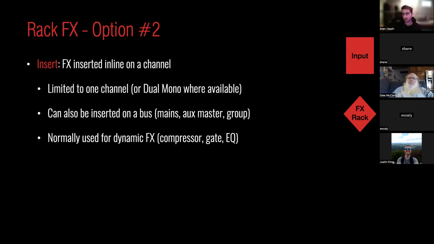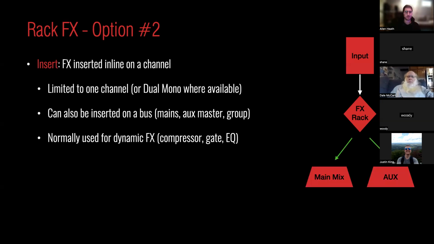You can also insert it on a bus. So if you have an entire drum group, you can insert an effects rack on that drum group, and there's probably times to do that. It's normally used for dynamic effects like compressors and gates and EQs. But like I said, if you want to use a compressor as a send and return, that's totally fine. If you want to use a reverb as an insert, it's totally fine. It's more the end result that matters.